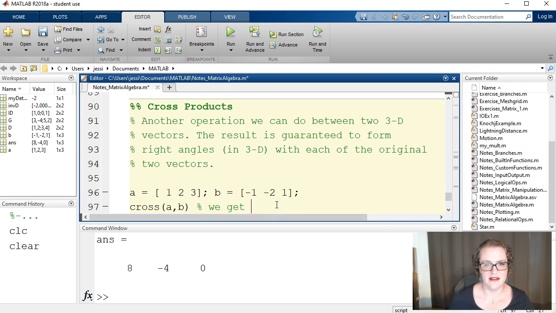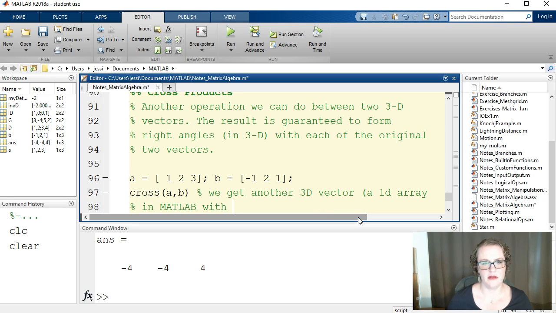So I'm going to go back to 2 here, run section. We get another 3D vector, a one-dimensional array in MATLAB with 3 elements. But it represents a coordinate in 3-dimensional space. So this is equivalent to -4 in the I direction, or the X direction, -4J, which is in the Y direction, plus 4K, which is a unit vector in the Z direction. Right? This is not the same I and J from imaginary units. Sorry, we just ran out of letters, so we're using I, J, and K.